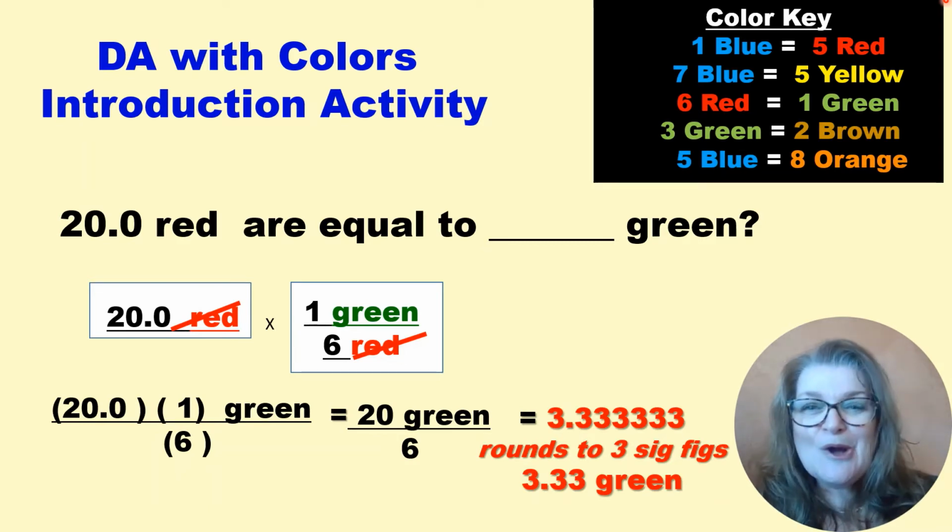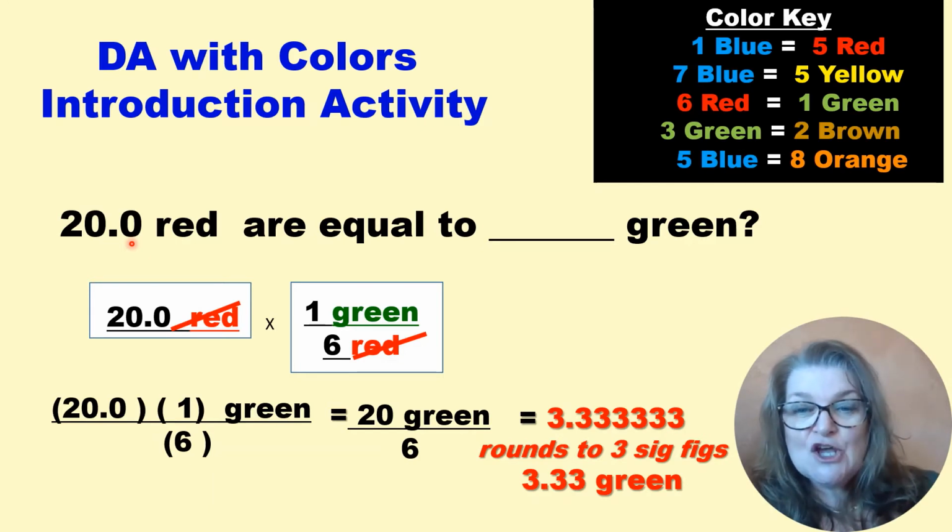Remember, in chemistry, we look at significant figures. 20.0, the number that was given to us in the problem, has 3 sig figs, so we're going to have our answer have 3 sig figs as well. So our final answer should be 3.33 green. Now, some of you may be thinking, well, I could have done that in my head, and maybe you could, but we're going to take a look at some more complicated conversion factors and see how we can use dimensional analysis to save ourselves time in our multiple step conversions.